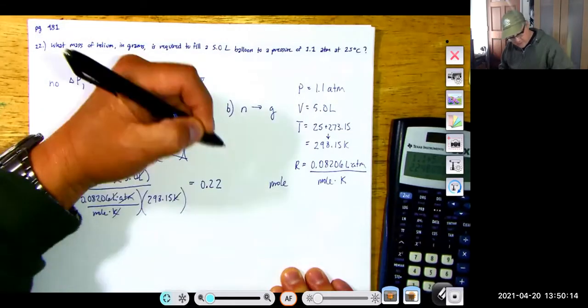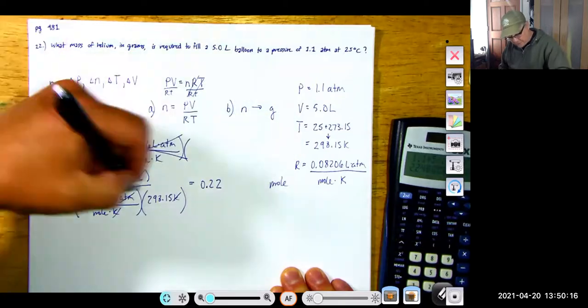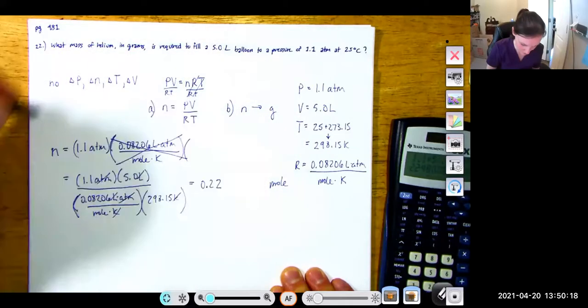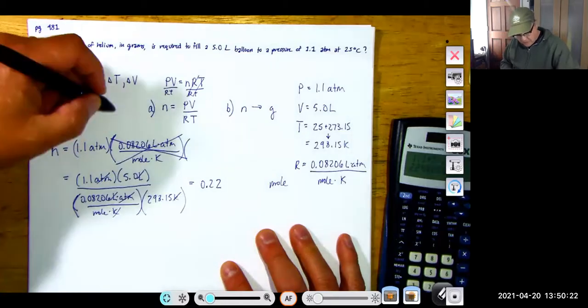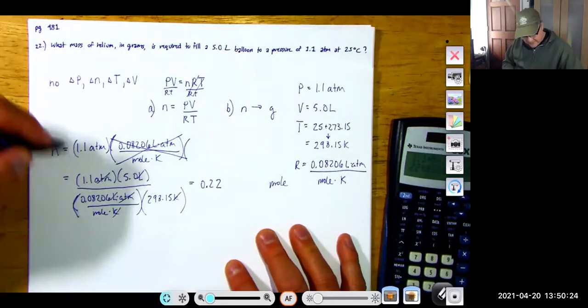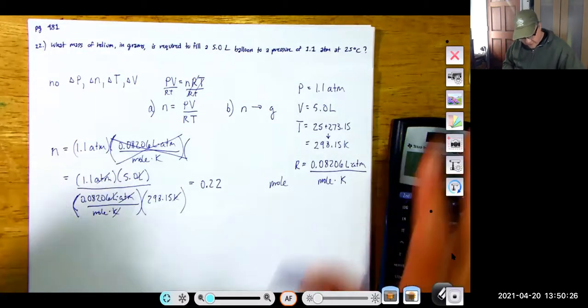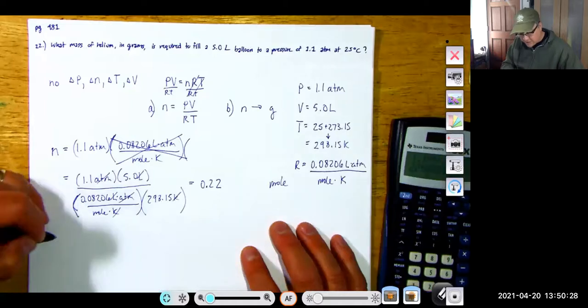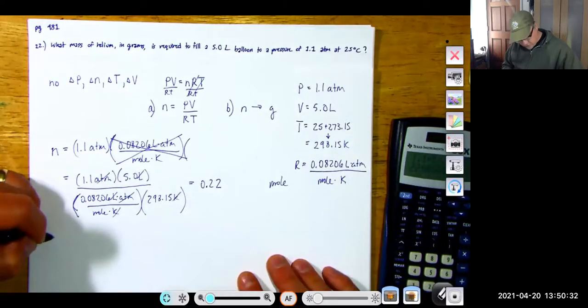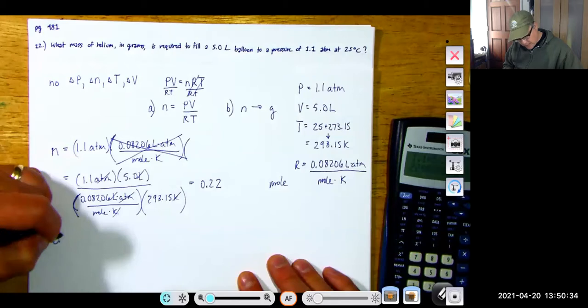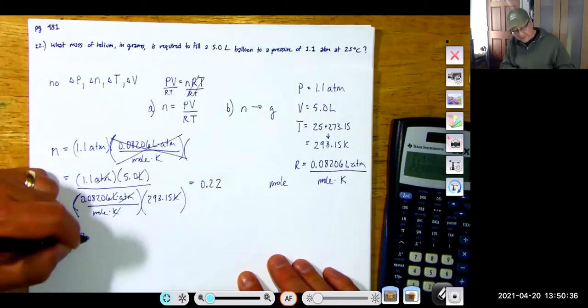So I get 0.22 moles. So I would expect to see, well, let me finish this off now. So now we're going to take this answer and turn that into grams. So I actually get 0.2248 moles. So that's without rounding.